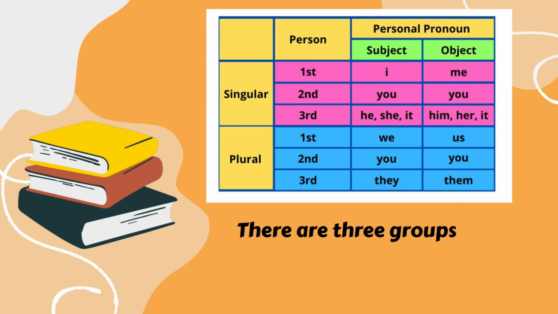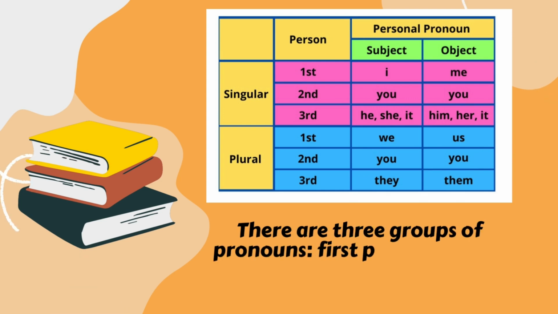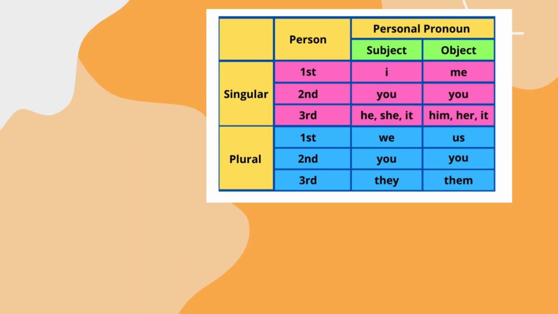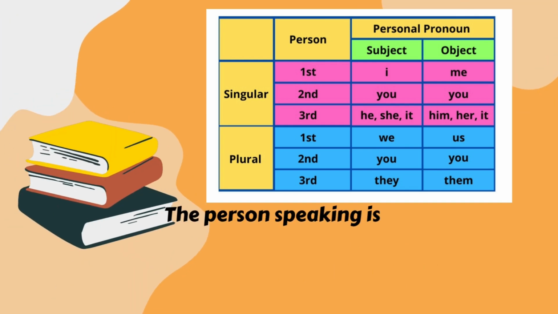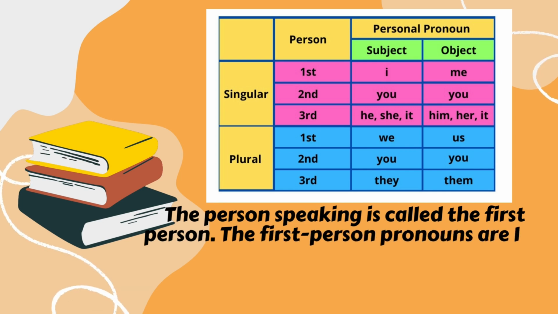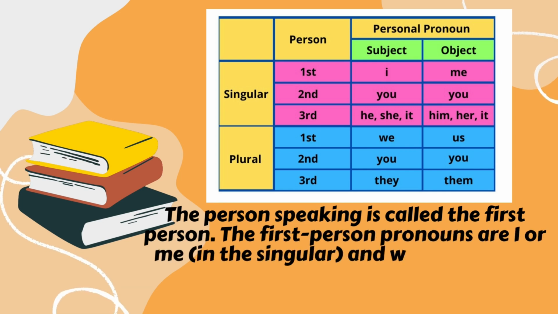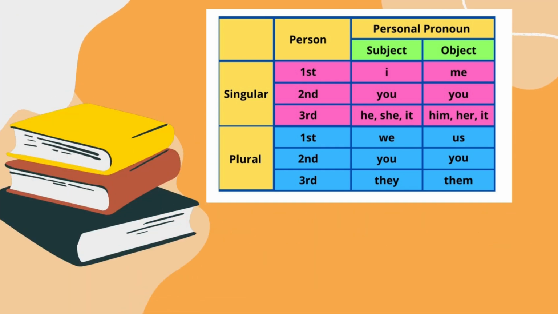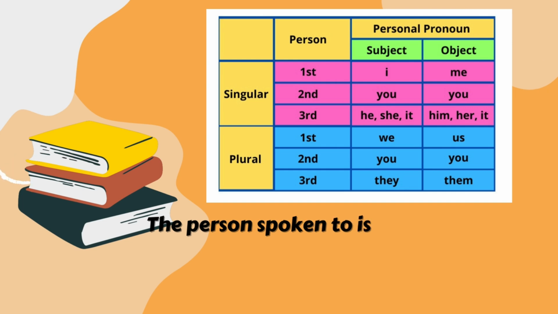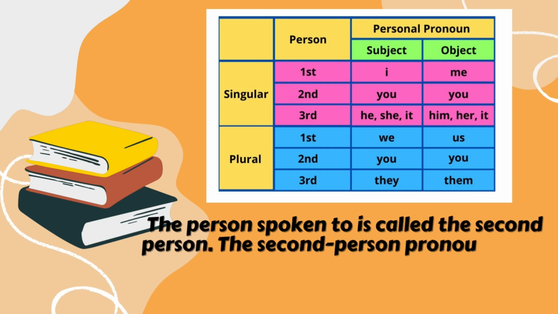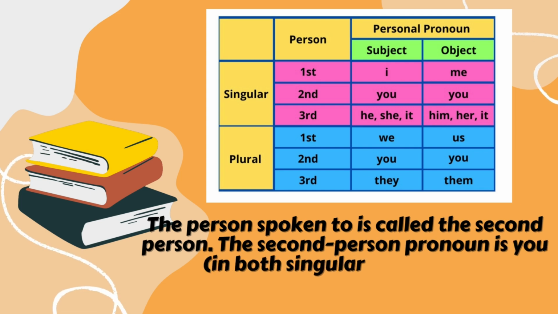There are 3 groups of pronouns: first person, second person, and third person. The person speaking is called the first person. The first person pronouns are I or me in the singular and we or us in the plural. The person spoken to is called the second person. The second person pronoun is you in both singular and plural.